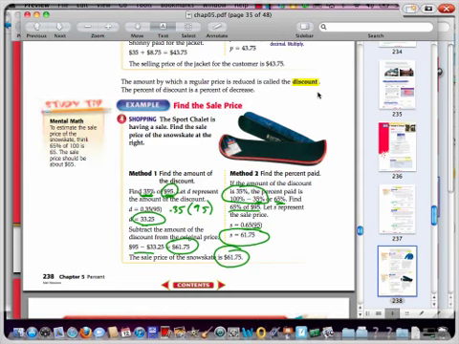All right, so that is section 7, and you're now ready to begin the problems on section 7.